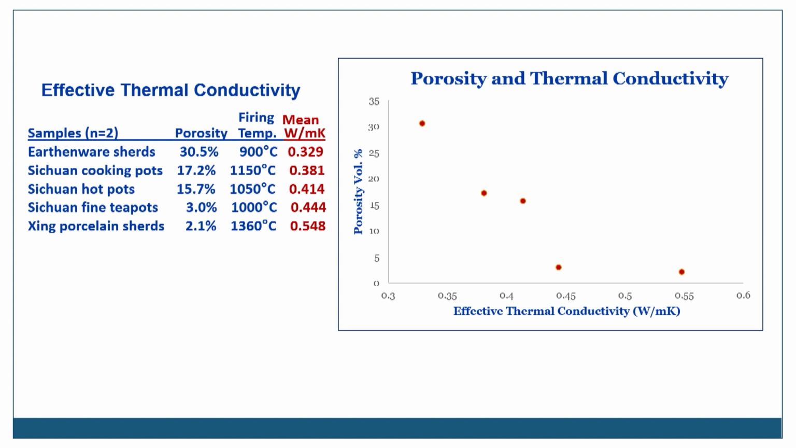Here the data and plot show the strong correlation between thermal conductivity and volume percent porosity, with conductivity going up as porosity goes down. So the earthenware sherds with 31% porosity have a mean value of 0.329 watts per meter Kelvin, and the Xing white porcelains at 2% porosity have a value of 0.548. And the points between those follow a linear pattern. Firing temperature is more complex, though. Other than the lower and higher values, it doesn't follow a linear pattern.